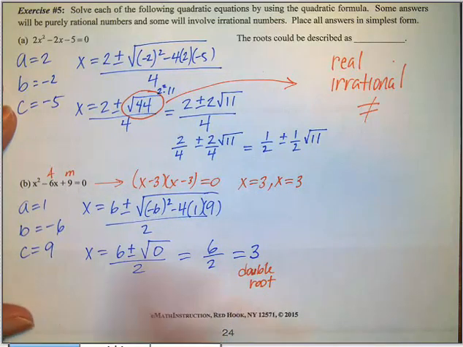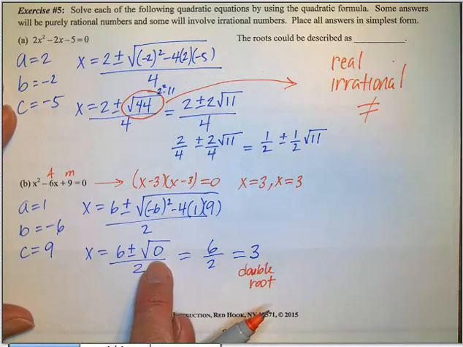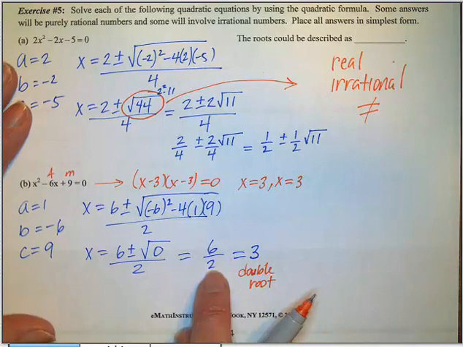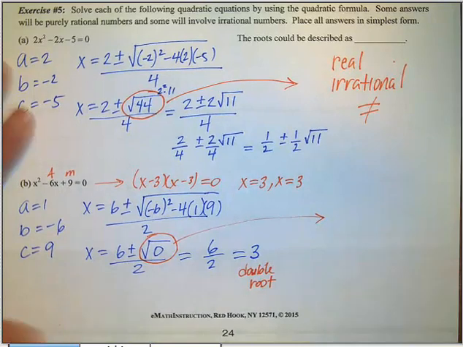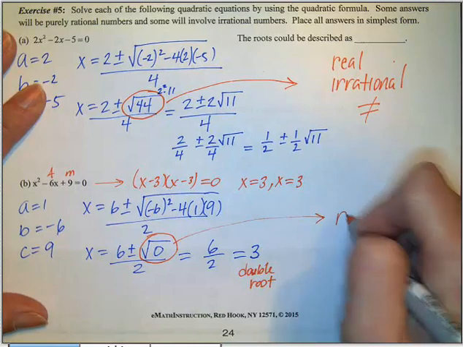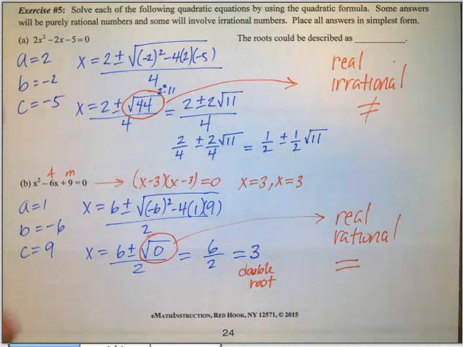Well, in the quadratic formula, I only get 3 once because the square root of 0 is 0. If I add 0 and subtract 0, I get nothing. I still get 0. So I end up with just 6 over 2, which is 3. So if you get a radical 0, then your answer, or you just get one answer, is real, it's rational, and this time they are equal. They are the same. And what caused that? That thing under the radical, the radicand, being a 0.